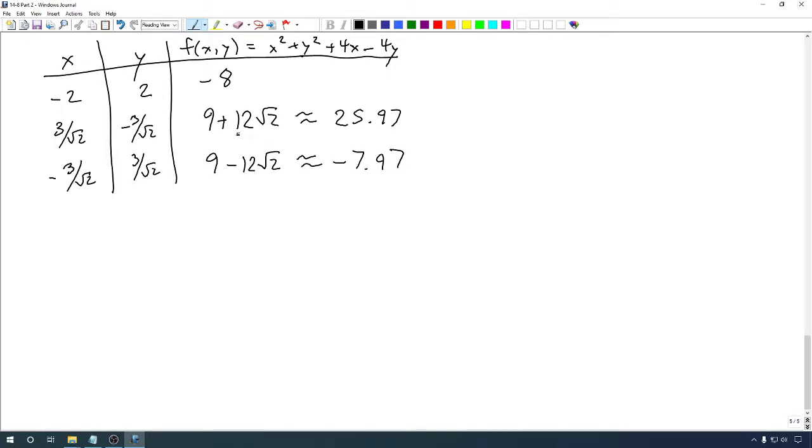So, we want to be able to compare these values. 9 minus 12 square root 2 compared to negative 8 would have been kind of tricky. But if you write it out in decimals, it's clear that while they are really close, negative 8 is actually smaller. So our absolute minimum is negative 8 at the point negative 1, 2. The absolute maximum is the 25.97, at the point 3 over square root 2, negative 3 over square root 2.